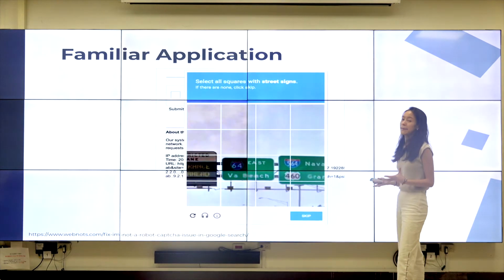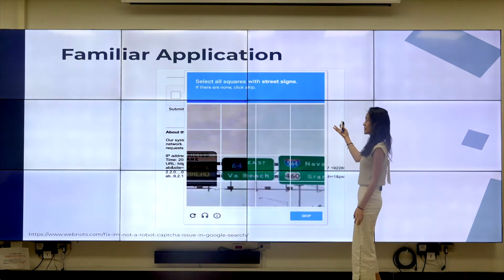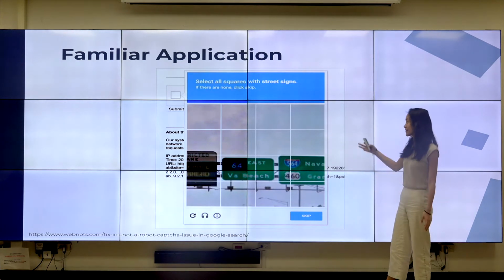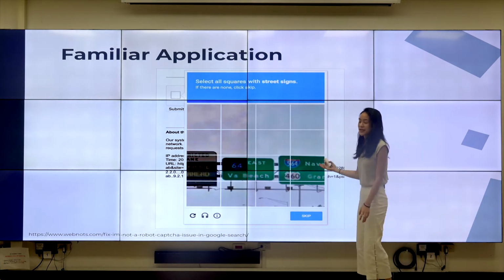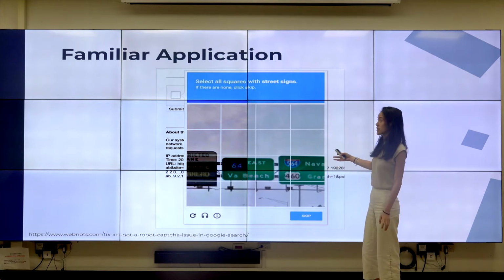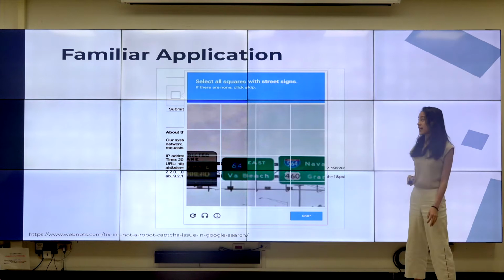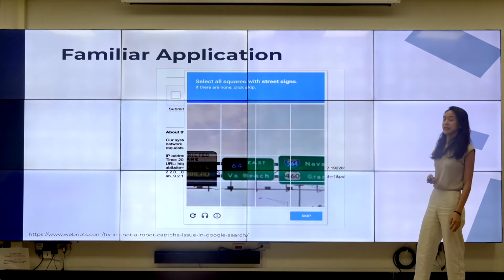So a very familiar application of segmentation is Google's select where all the squares are or where the street signs are. So I'm pretty sure you guys are all familiar with this. This is basically utilizing segmentation but in a different application. So for today, we're going to be focusing on medical imaging.